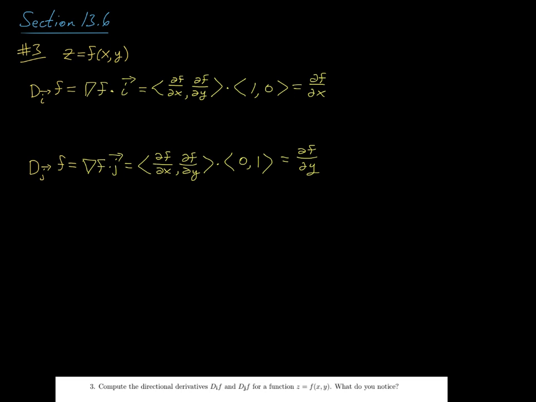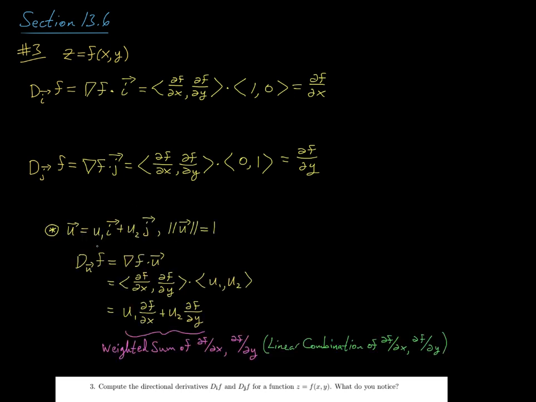The last thing I'm going to say here is in a more general direction. Let's say I move in the direction of a unit vector u, where that again has magnitude 1. Then the derivative of f in this direction is the gradient dotted with u, which is this computation here, and we can write that out as this. Notice the components of our unit vector, the u1 and the u2, are weighting the partial derivatives, partial f partial x and partial f partial y. So the general directional derivative is really a weighted sum of these two partial derivatives.